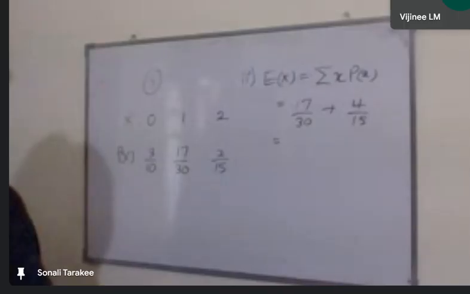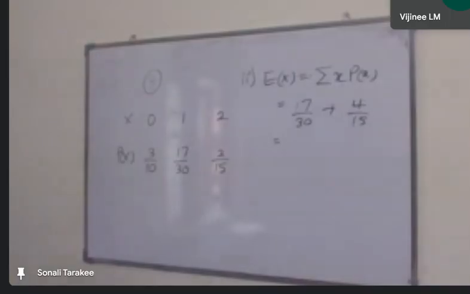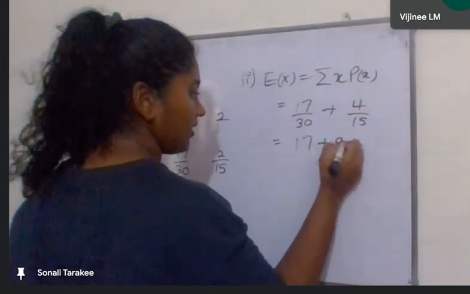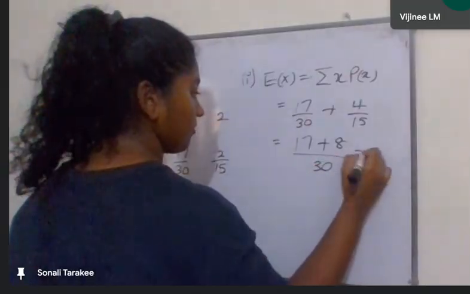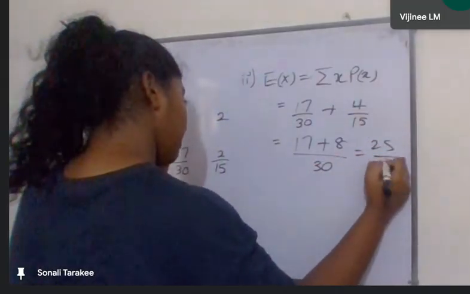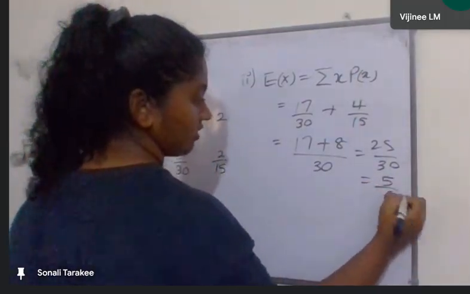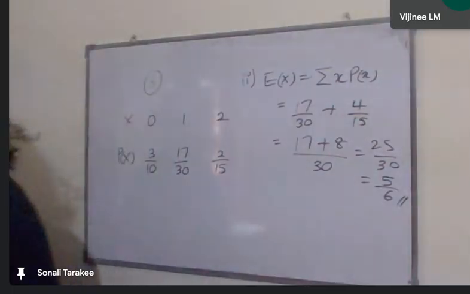Once you solve this one, you get (17 + 8)/30, 25/30, which is 5/6. Okay.